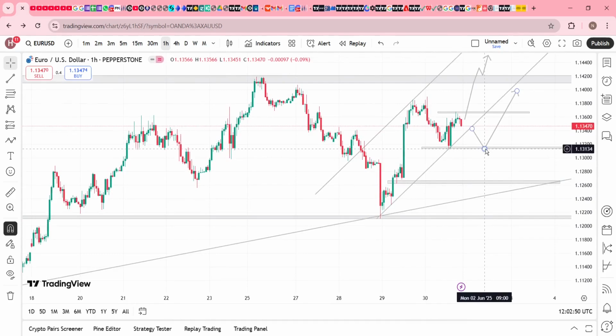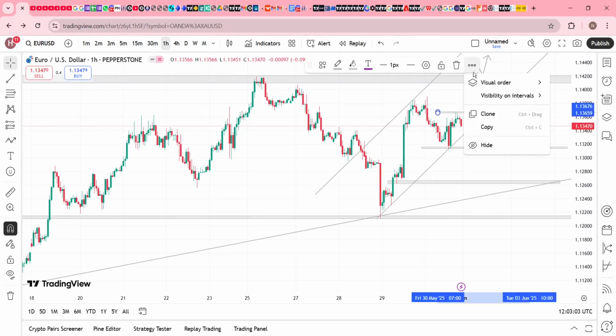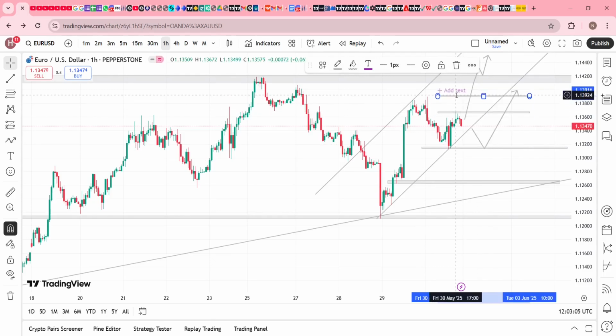Also, it is at this level that we're going to take decisions depending on the confirmations that we are going to see at this level. So equally here, this is a risky zone for me to take a trade. Same with this zone. This is a risky zone. I'm going to clone and mark this zone as well.